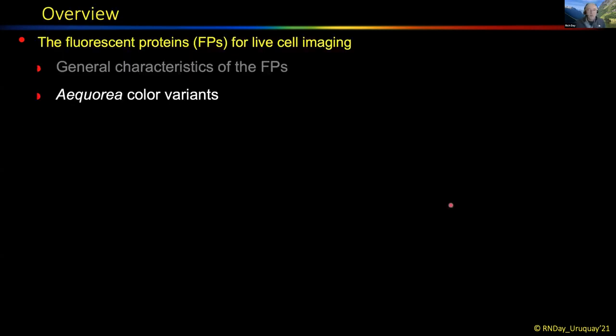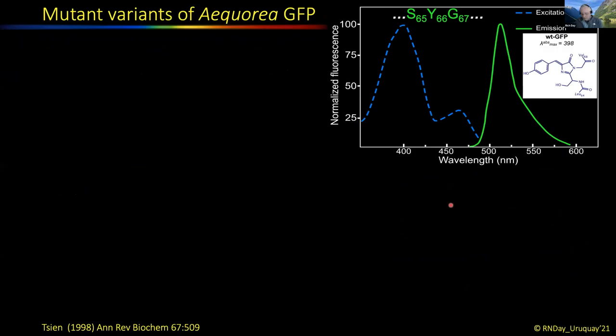So now I'd like to just briefly talk about the Aequorea color variants. So this is the spectra for the wild type GFP from the jellyfish, showing that tricyclic chromophore that forms in the middle of the beta barrel. And it had a fairly complex excitation spectra with a peak around 400 and a second peak around 480, and it emitted around 513.